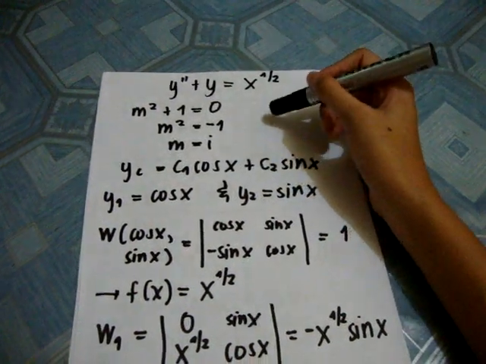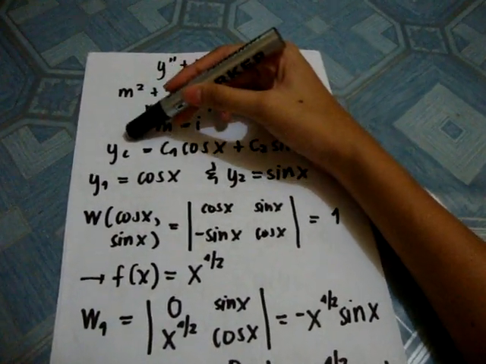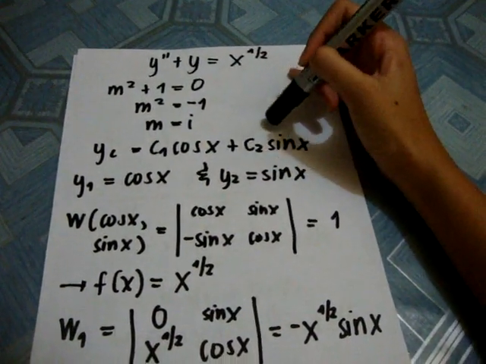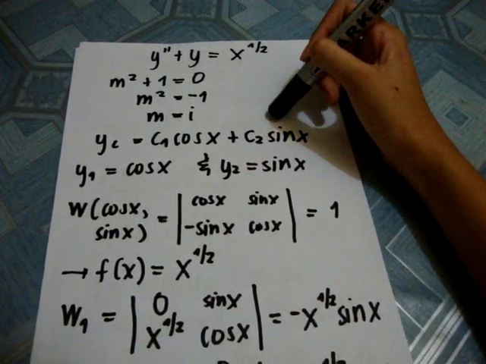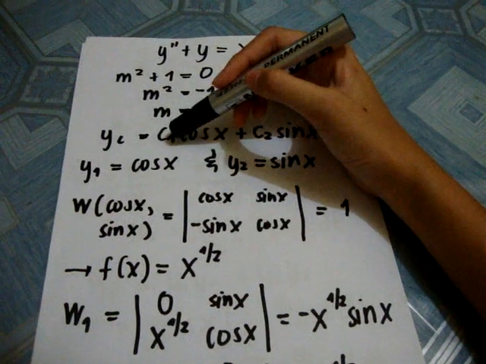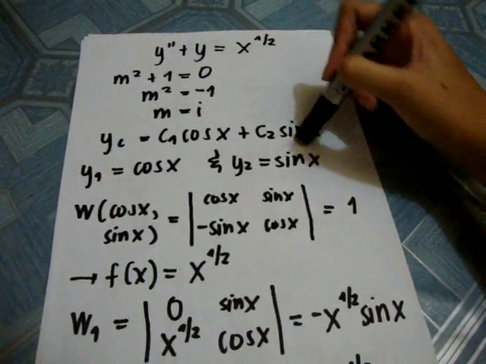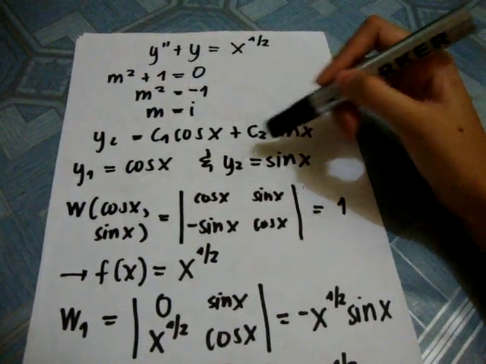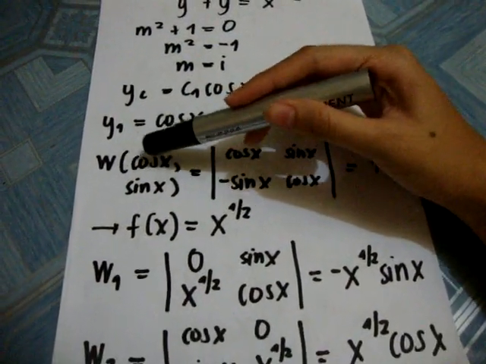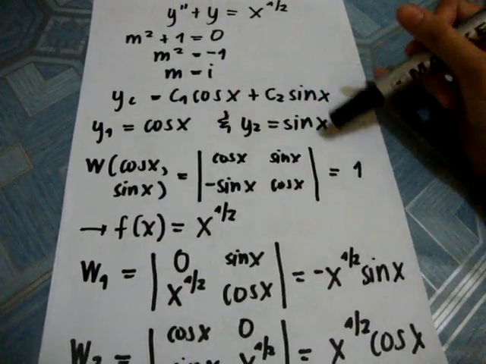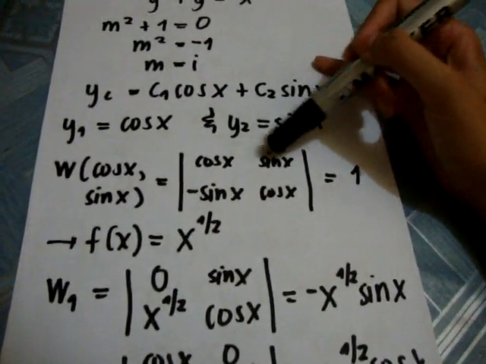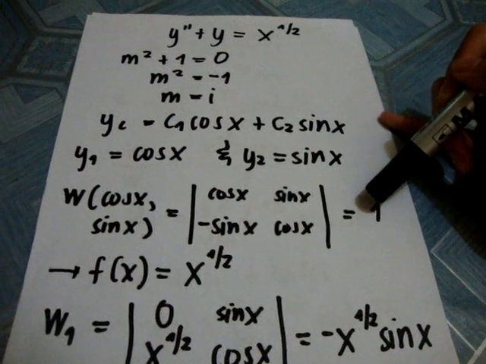Now we have the complementary equation, which is yc is equal to c1 cos x plus c2 sin x. With the identifications y1 is equal to cos x and y2 is equal to sin x, we next compute the Wronskian, which is the Wronskian of cos x and sin x is equal to cosine squared x plus sine squared x is equal to 1.